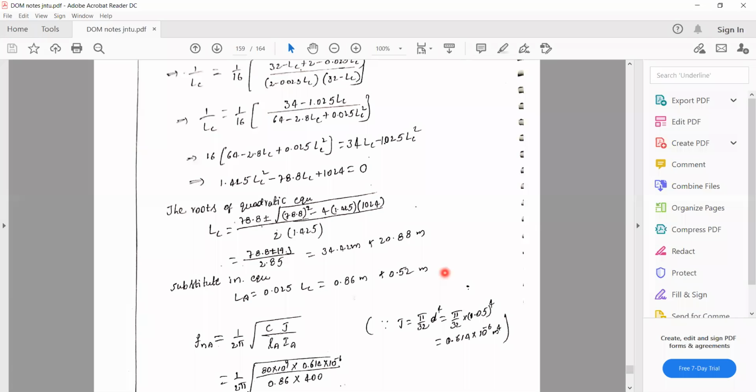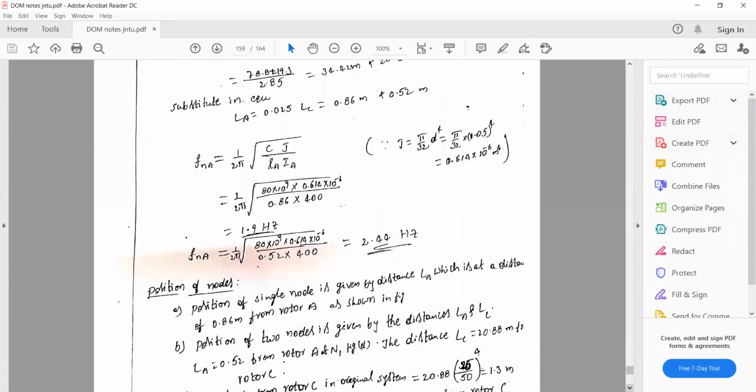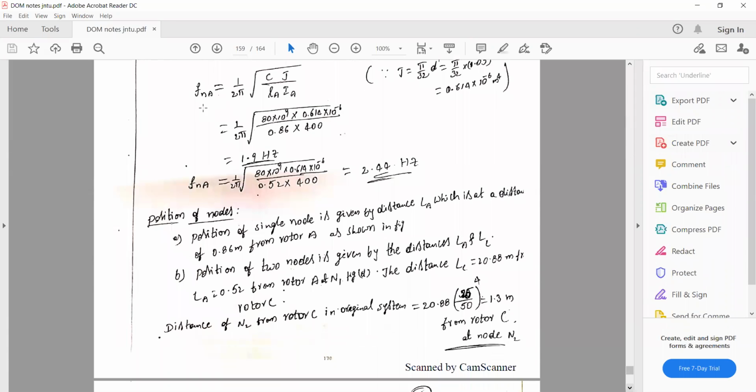These values are substituted into our natural frequency formula for torsional vibration. At rotor A, the natural frequency FNA equals 1 by 2 pi into square root of CJ by LA. In this, C is known as 80 giganewtons, and J is the recently calculated pi by 32 d to the power 4. Let us take 0.86 for LA and IA is 400. Just make the calculation and get the value.